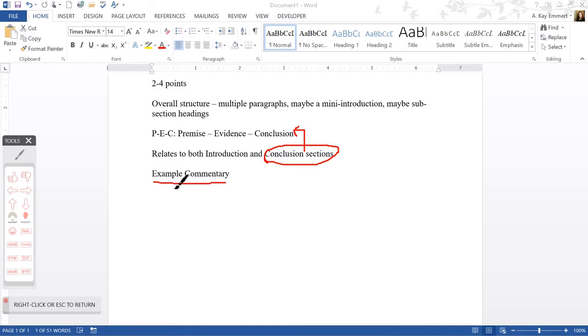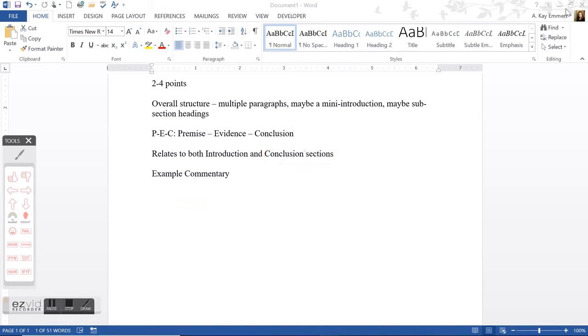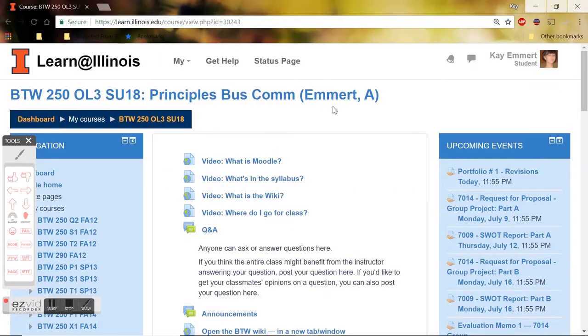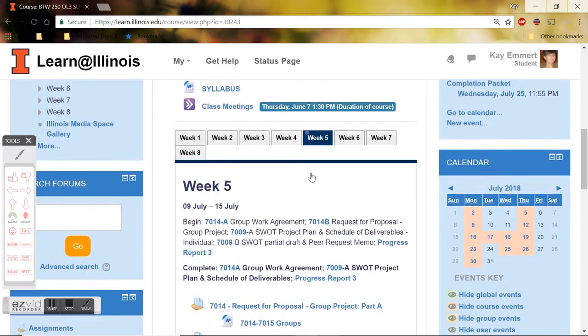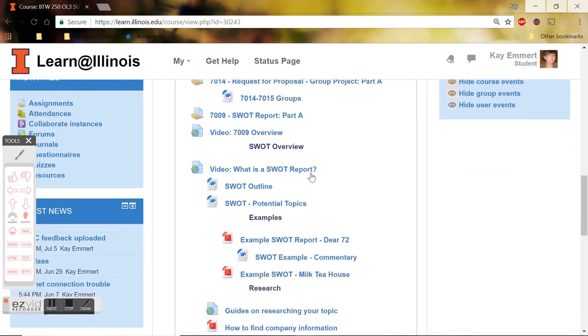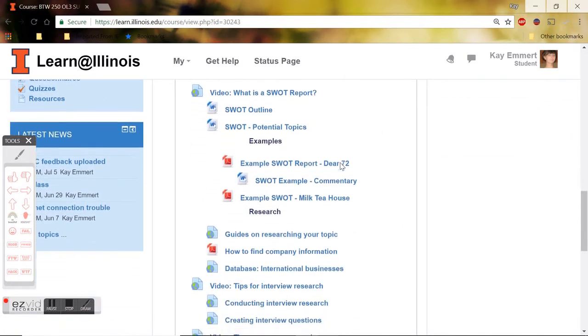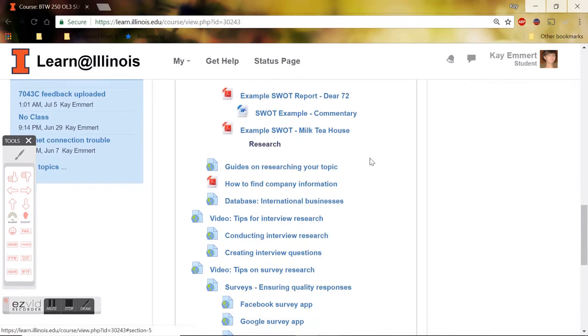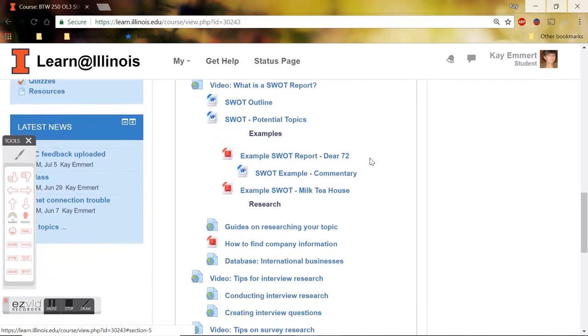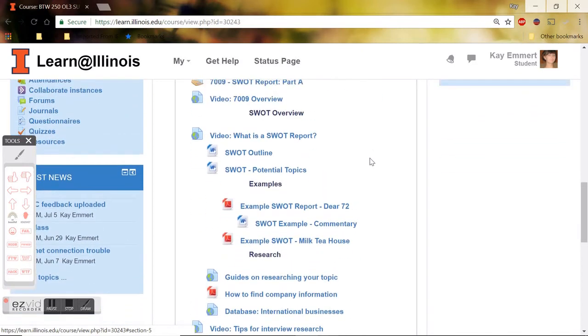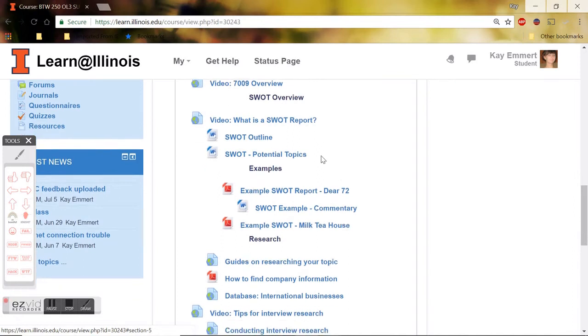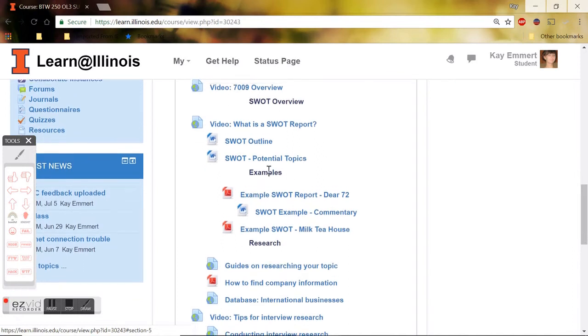All right, so here it is. And to find the relevant information, you need to click on week 5. You can see that I've organized this by topics instead of days of the week because of the amount of work that you're going to be doing on multiple assignments during this week and leading up to it. I didn't want to dictate when you work on it. So this is organized by topic, and you just want to go down to examples under week 5, and click on this Word document here, SWOT example commentary. So this is me commenting on the Dear 72 example.